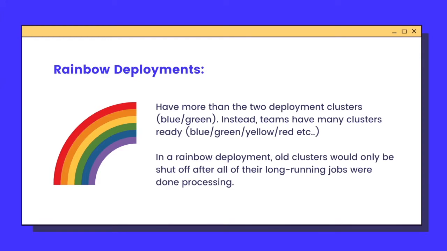So with a rainbow deployment, you'd keep all of the clusters that are still processing tasks around, or if you're doing something like video encoding for long videos, you don't want to shut off the cluster that's in the middle of encoding a long video because that work would have to be redone. In a rainbow deployment, old clusters would only be shut off after all of their long-running jobs are done processing.